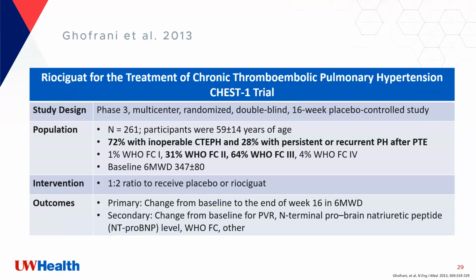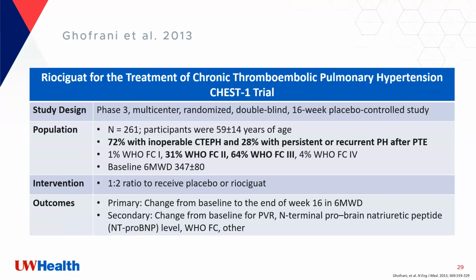This study had 1% of patients in WHO functional class 1, meaning no symptoms, 31% of patients in WHO functional class 2, and 64% of patients in WHO functional class 3. So these were the majority of patients, but they also had 4% of patients with severe disease. Their baseline 6-minute walk distance was 347, and this was a 1:2 ratio to receive placebo or riociguat.